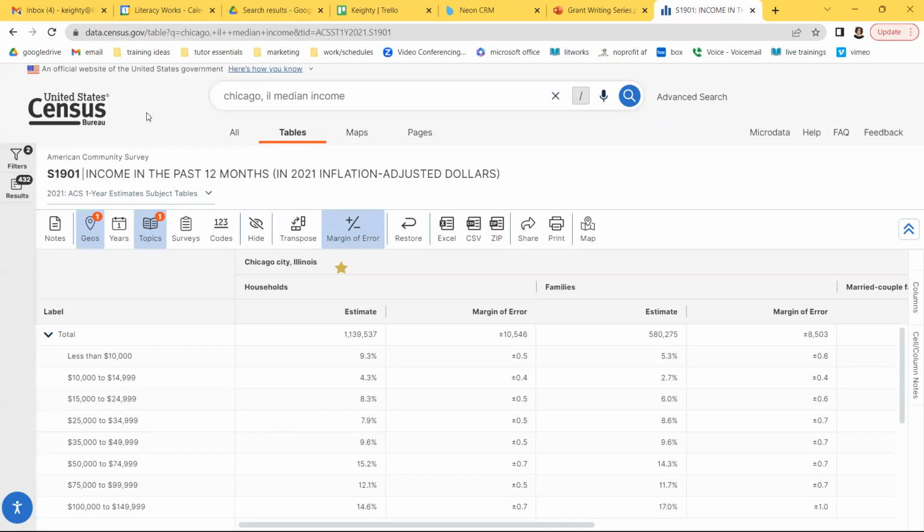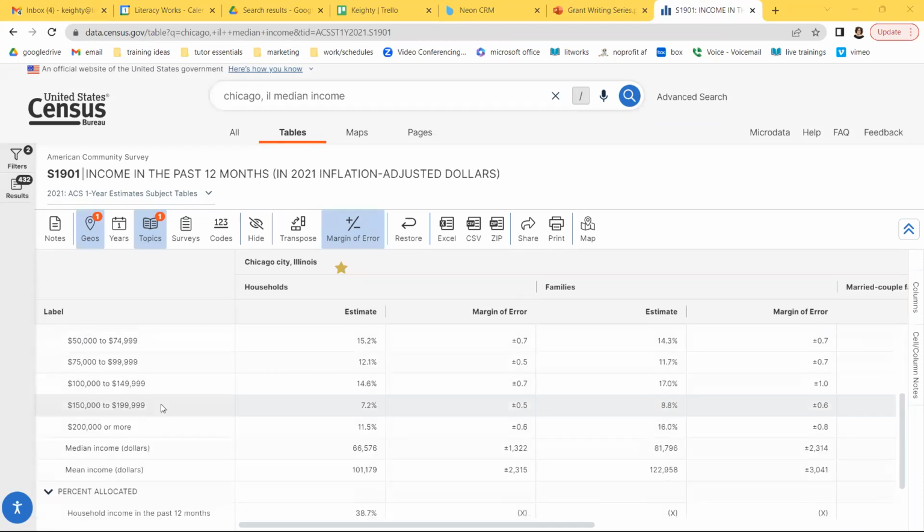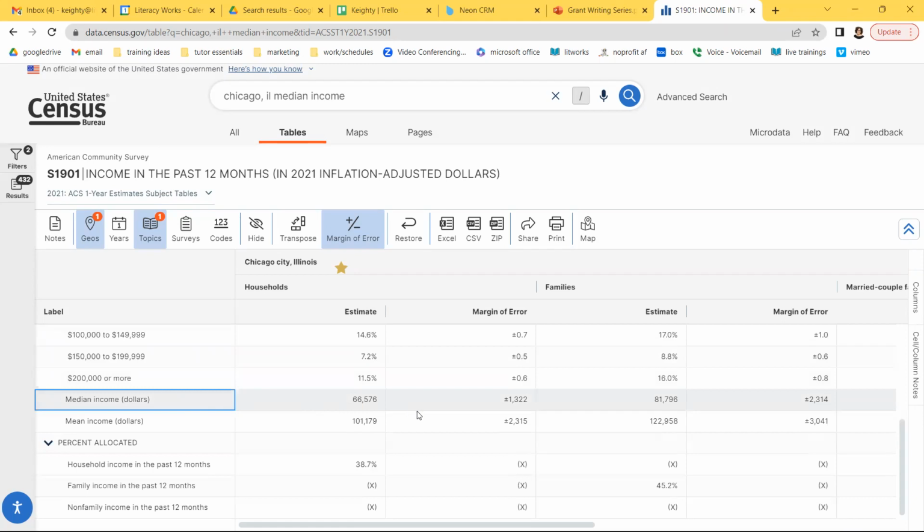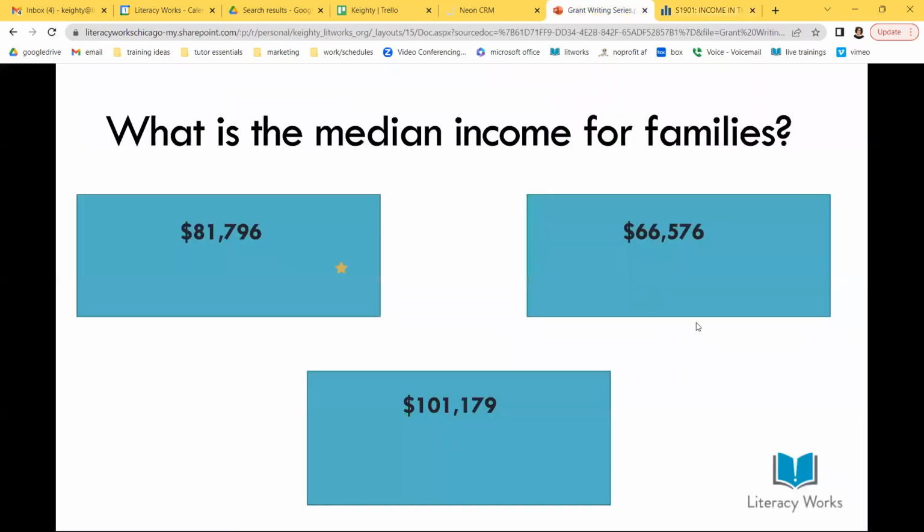So remember, we have to look for families. We have to go down and look for median income. So we need to make sure we're going here, and then we have to look over at families for the estimate. For those of you that saw 66,000, you're in the right lane, wrong column. This is for households, and this one is for families. So just getting you a little bit more familiar with the space. And let's do one more.